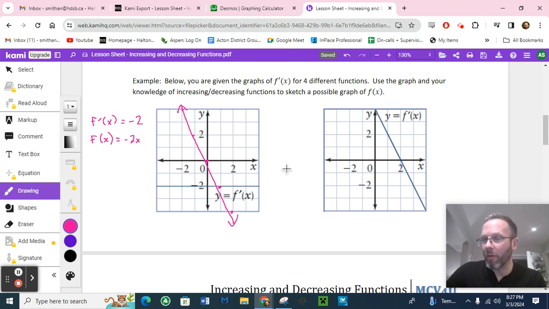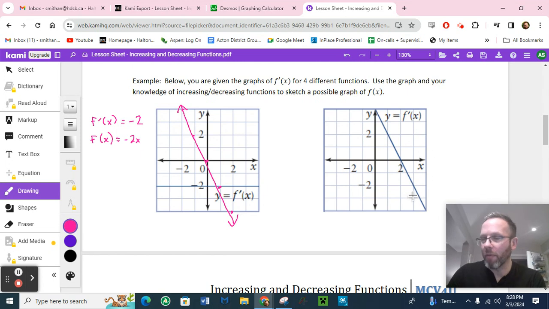But let's actually think about this question in terms of increasing and decreasing. The derivative, look at it. It's constantly -2. The derivative is always negative. That means the original function is always decreasing. Is the line y equals -2x always decreasing? Yes, it is. And its slope is always -2. So everything fits together.